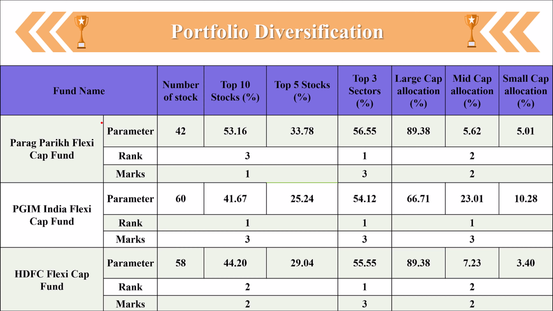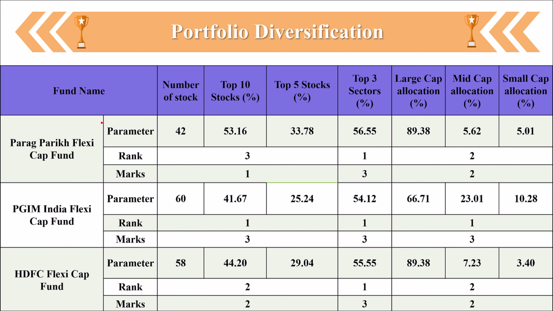If you look at the top 10 percentage, it is 53% for the Parag Parikh Flexi Cap Mutual Fund, which means the allocation in the top 10 is very high, which attracts some kind of risk as well. The top 5 stocks also have a high exposure for the Parag Parikh Flexi Cap Mutual Fund. That's why we have rank 3 and marks 1 allocated to the Parag Parikh Flexi Cap Mutual Fund. And similarly for the PGIM India Flexi Cap Mutual Fund, we have rank 1 because it looks much more diversified as compared to the other two mutual funds. This has been ranked 1 and marks 3 allocated.